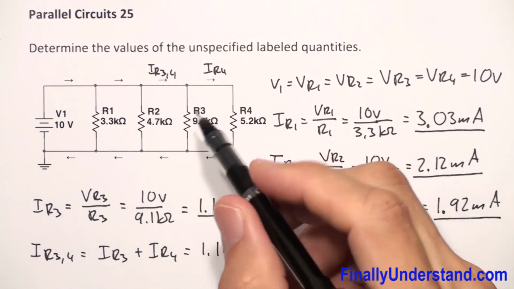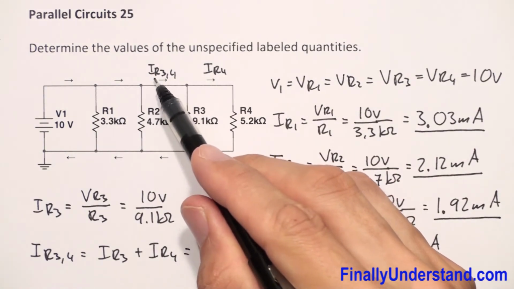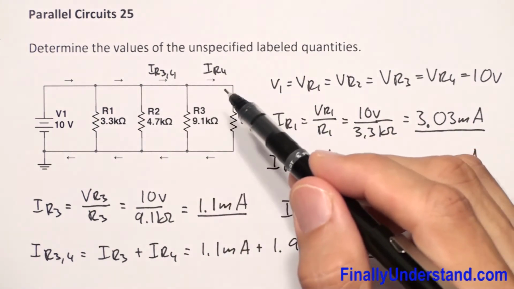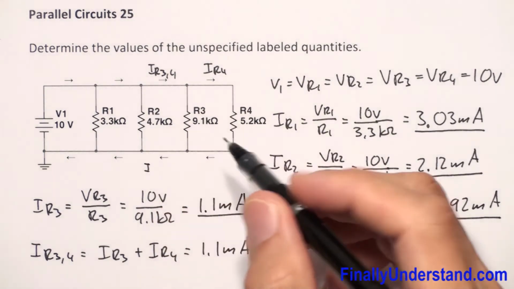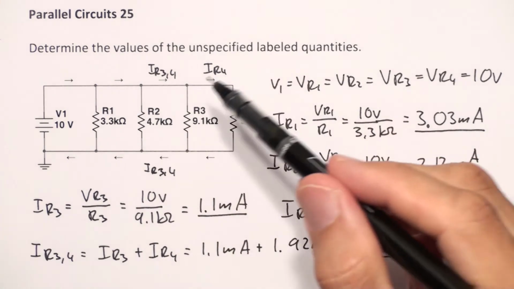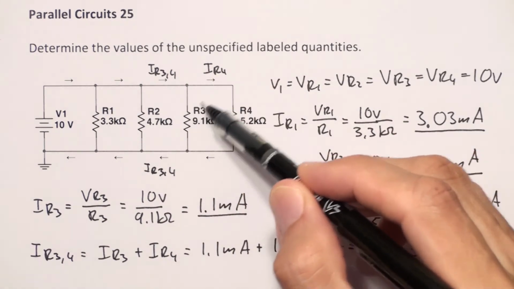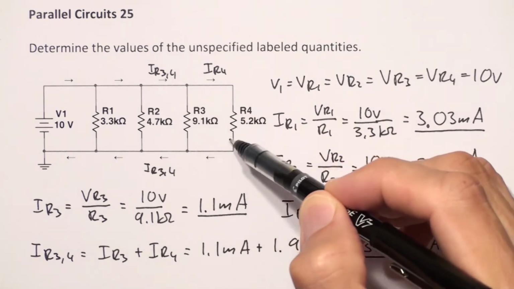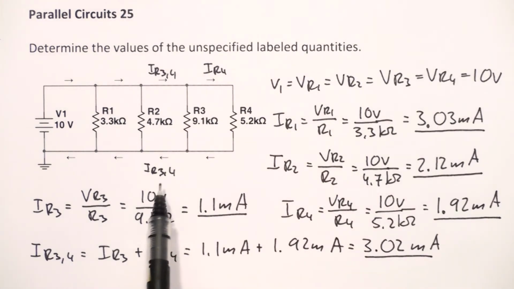Now please keep in mind that if this current is 3.02 milliamps, this current is going to be also the same. This is IR3 4. If this one is 3.02 milliamps, it's going to split into two currents, these two currents are going to come back together, and they're going to create again current 3.02 milliamps.